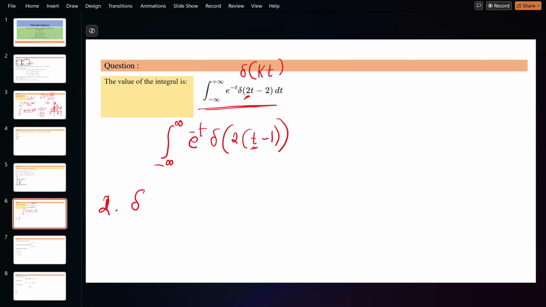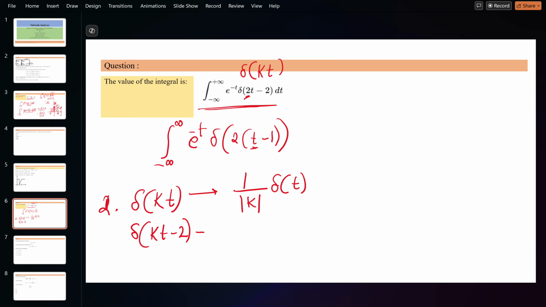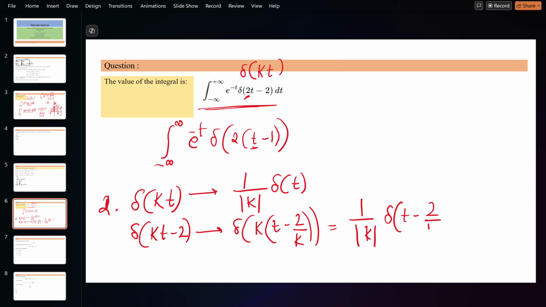This is the second theorem. Here, if the delta is given as k times t, it will be 1 upon mod of k times delta t. You can represent it like this. Or if you see delta of kt minus 2, then take k common: it will become k times t minus 2 by k. So it will become 1 upon k delta of t minus 2 by k.